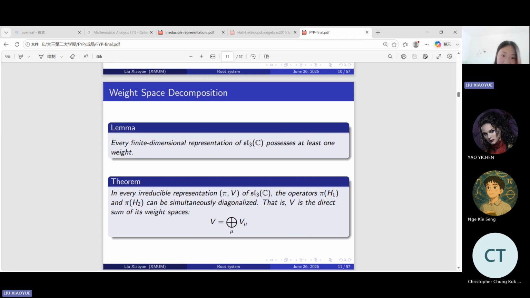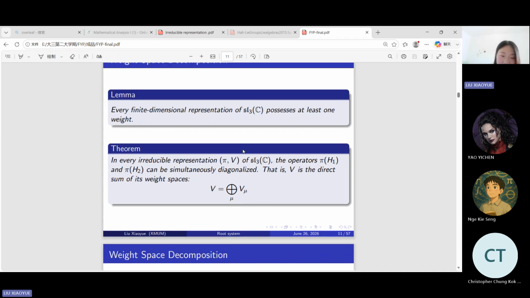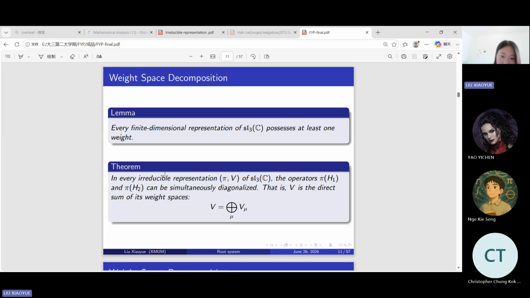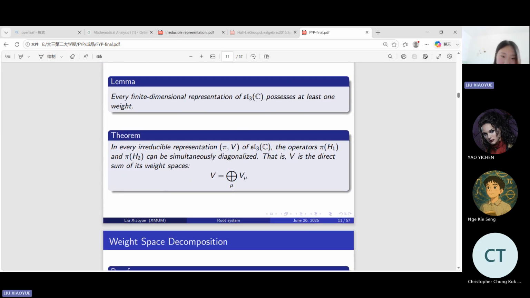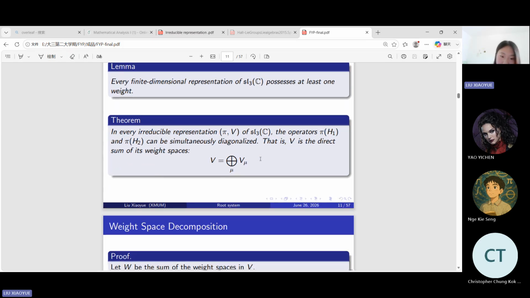The next lemma says every finite dimensional representation of SL3 possesses at least one weight. Then we can prove the weight space decomposition theorem. The theorem says for every irreducible representation of SL3, the operators pi of h1 and h2 can be simultaneously diagonalized. That is to say, V is the direct sum of its weight spaces.